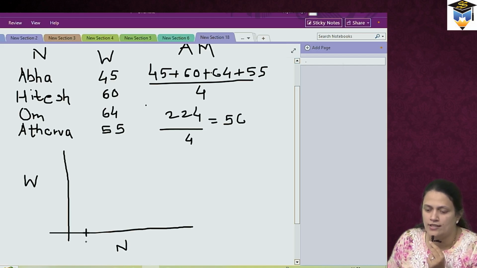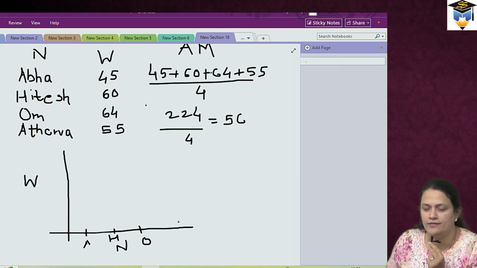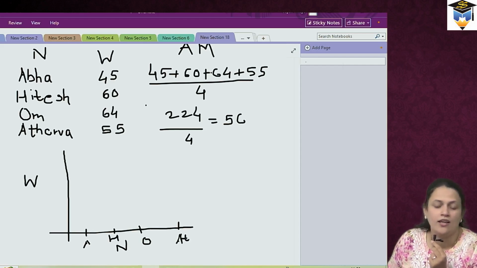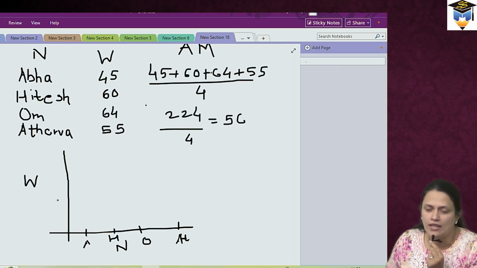Okay. So let us say this is Abha, Hitesh, Om, and Atharva, 80. Now, if I'm going to mark their weights, let us start from 40, 45. You have to start from 0. I hope everybody knows that. Just for your understanding, I'm telling you.